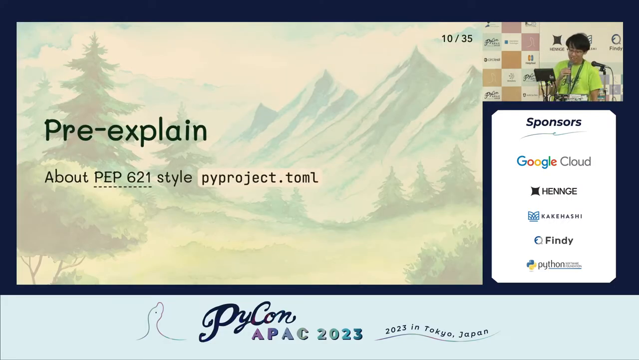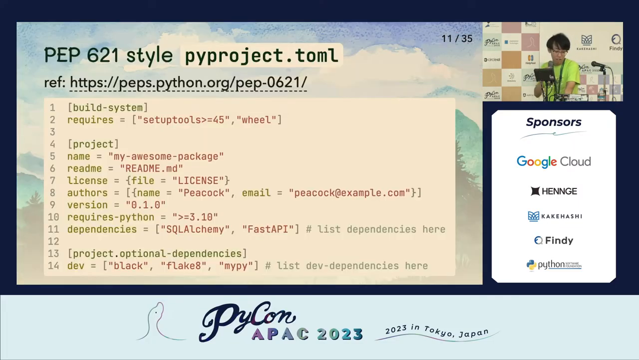Before comparing the tools, I'd like to explain what a PEP 621 style pyproject.toml is. It's the most important PEP for this talk. This format is a PEP 621 style pyproject.toml, and it's a new standard defining Python packaging metadata and build system dependencies.